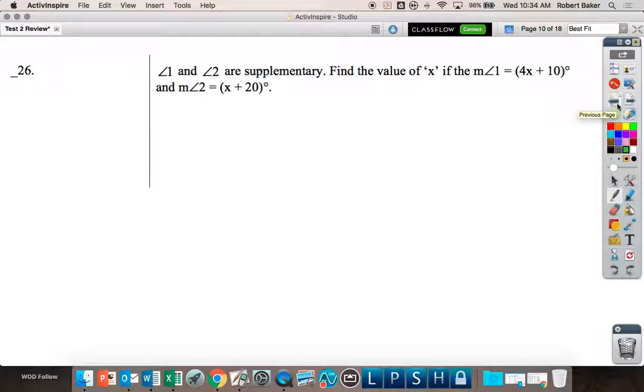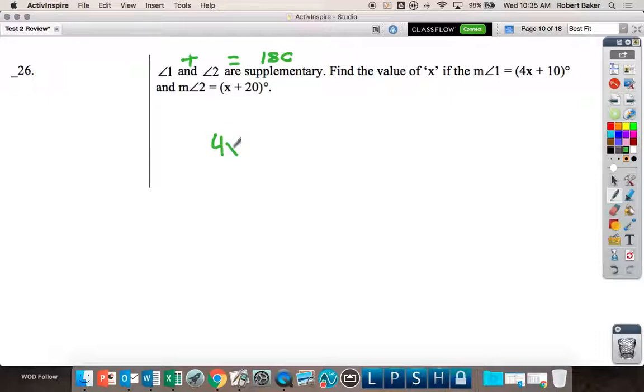Angle 1 and angle 2 are supplementary. Find the value of x if the measure of angle 1 is 4x plus 10 and the measure of angle 2 is x plus 20. A lot of math words there. What's supplementary mean? Two angles that equal 180. So they're saying that this one and this one equal 180.